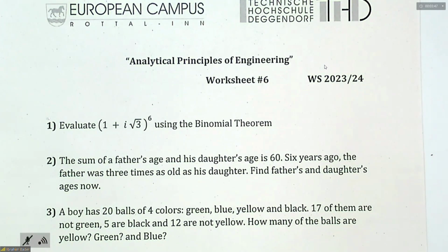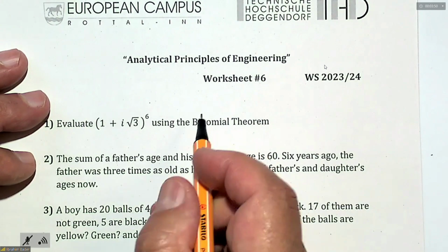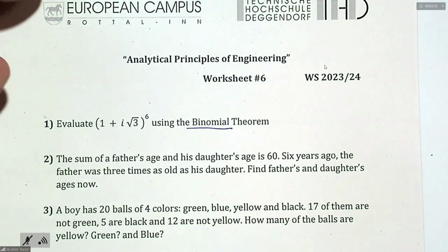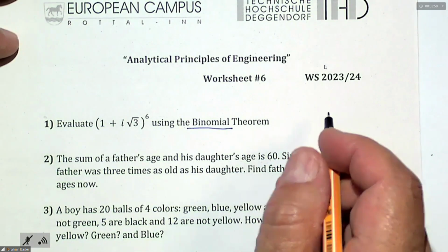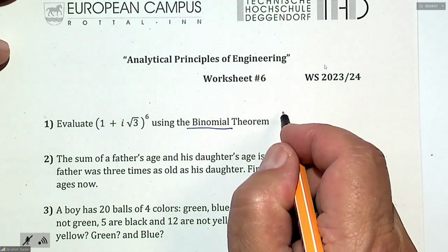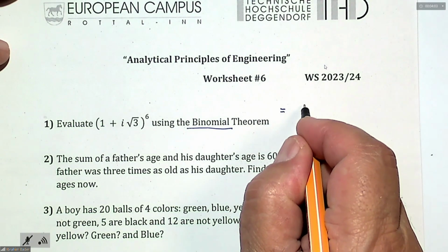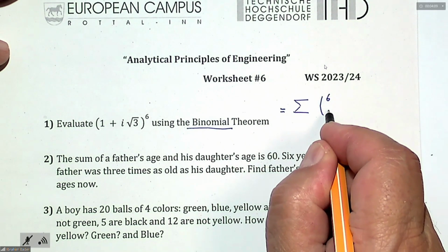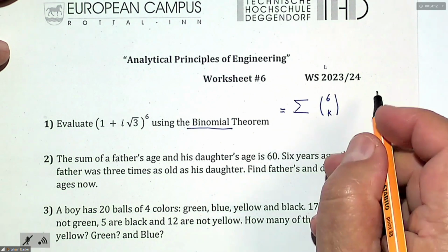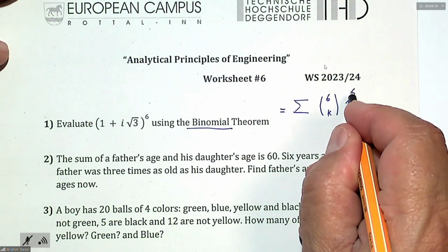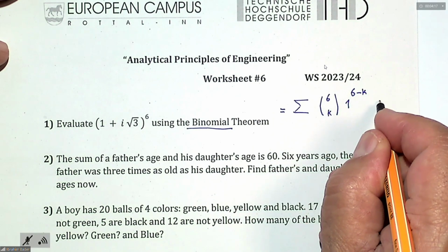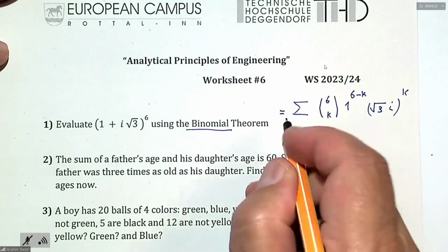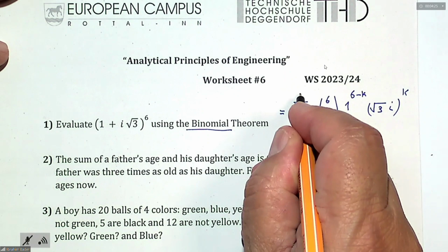In this worksheet, we have the first assignment that we already solved last time, in worksheet number 5, using de Moivre's theorem. Here we are going to use the binomial theorem. The binomial theorem says that this is equal to the sum of the coefficients, 6 choose k, times 1 to the power 6 minus k times square root of 3 i, all to the power k, where k runs from 0 to 6.